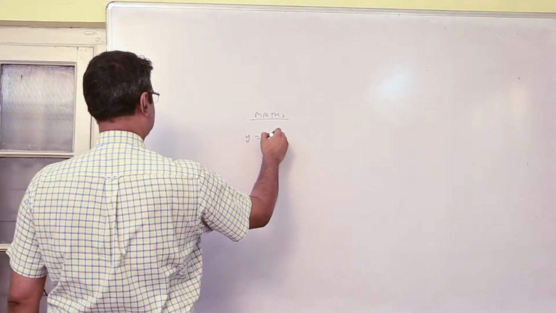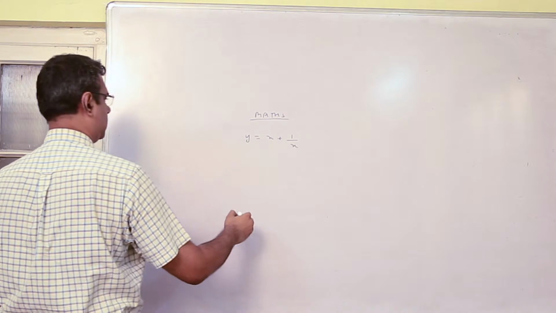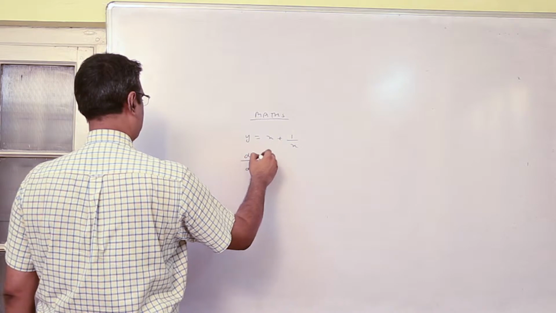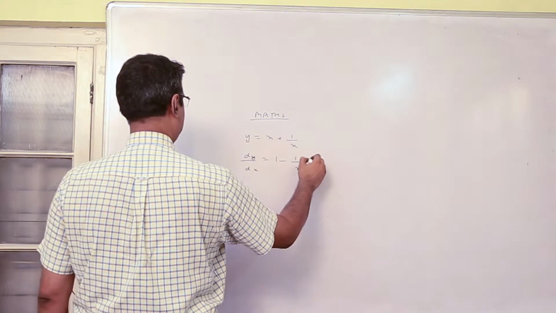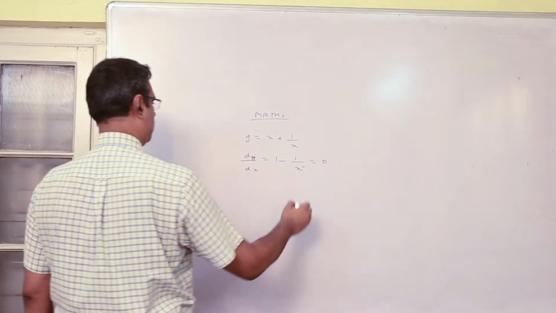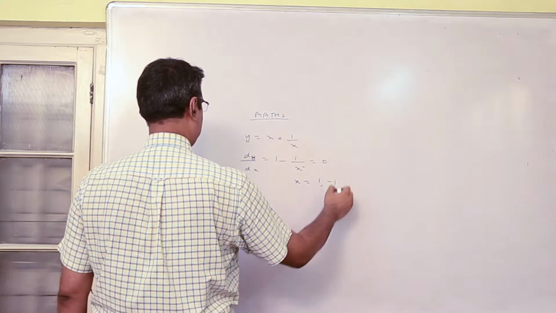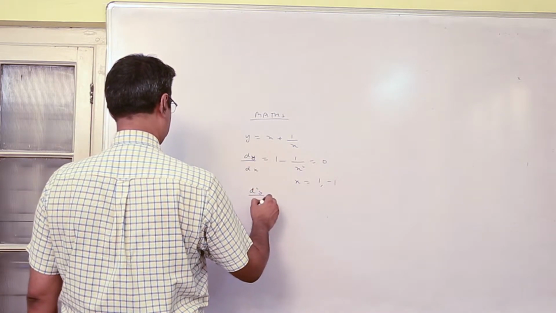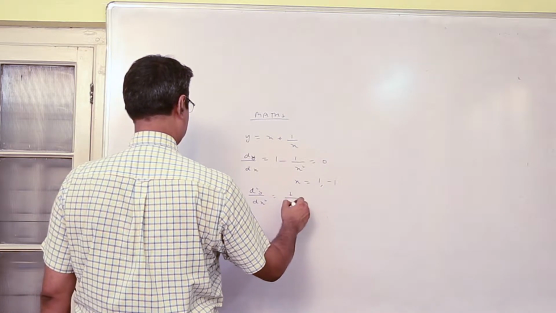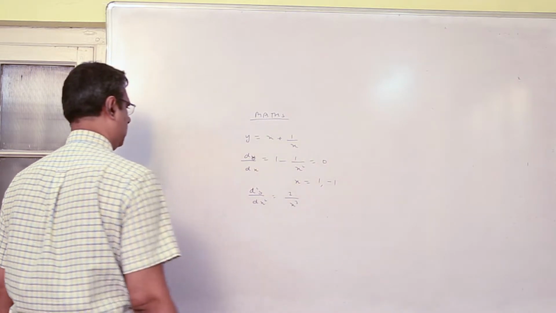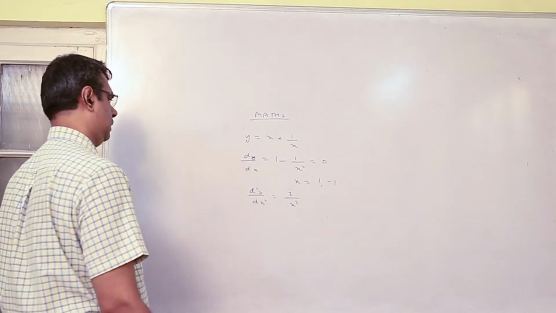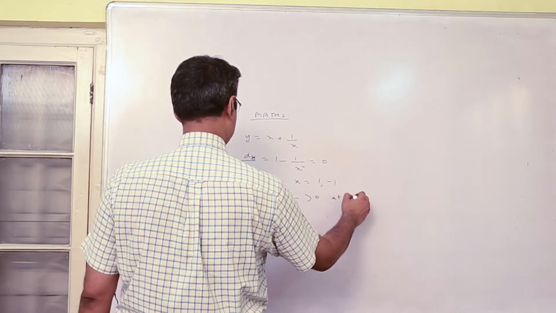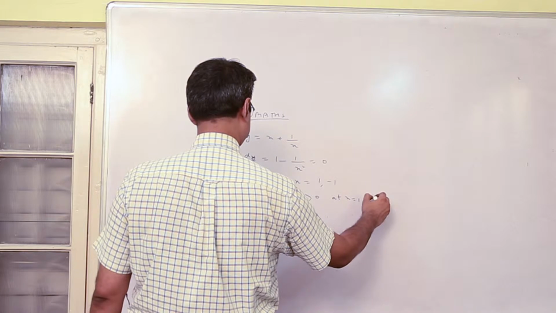Suppose there is a function y is equal to x plus 1 by x. So the derivative is 1 minus 1 by x square. Suppose the derivative is 0. So you know that x is either 1 or minus 1. Now you differentiate dy by dx, so you will get 2 by x cube. So this is greater than 0 at x equal to 1.